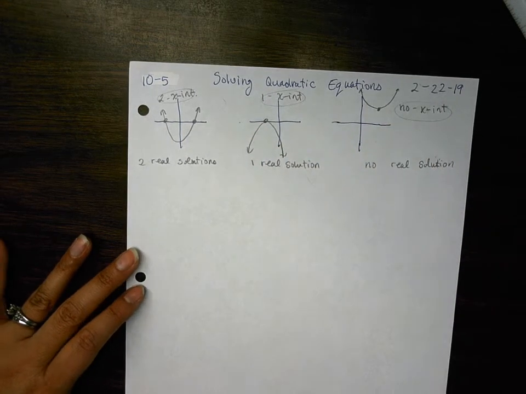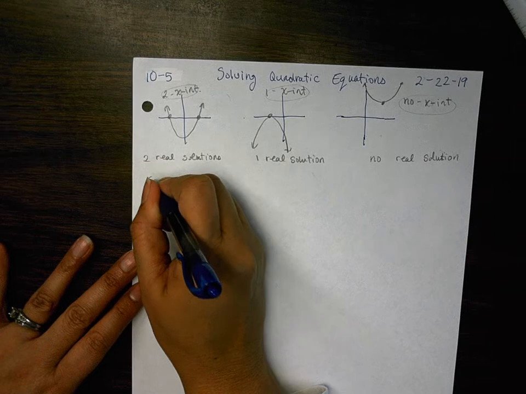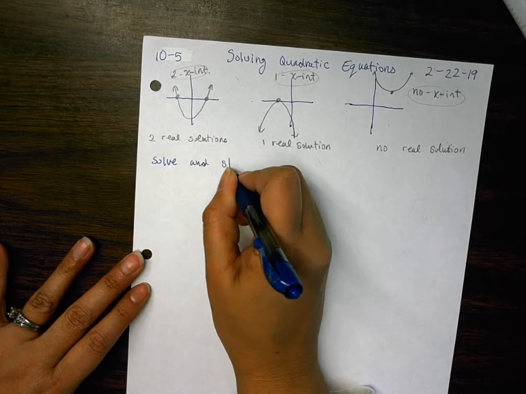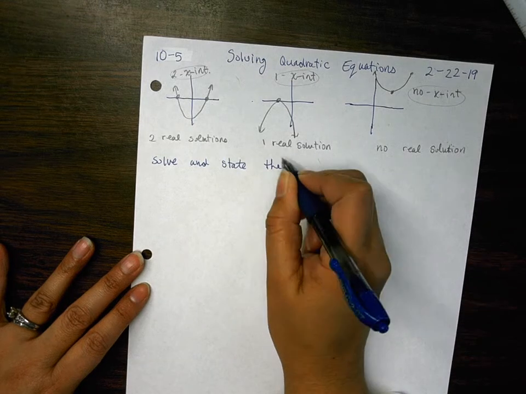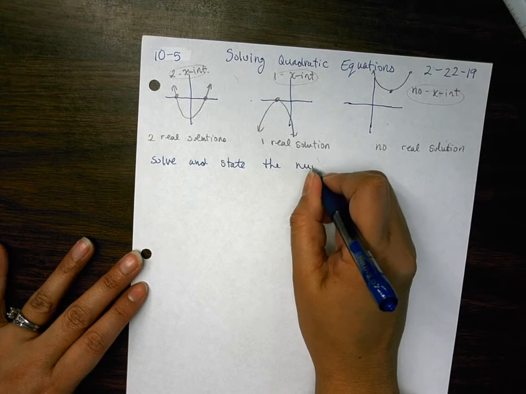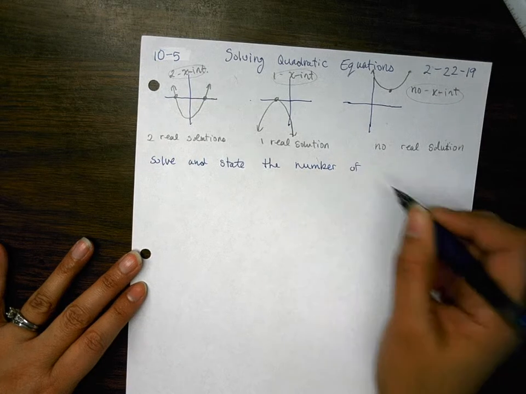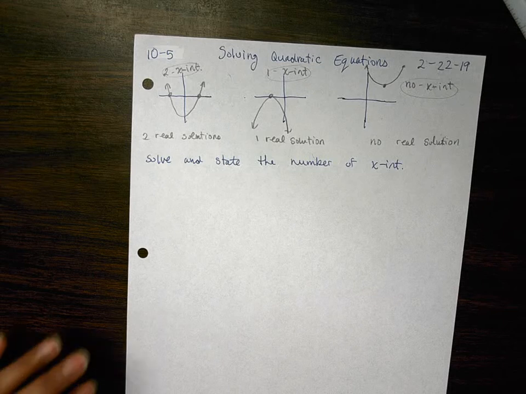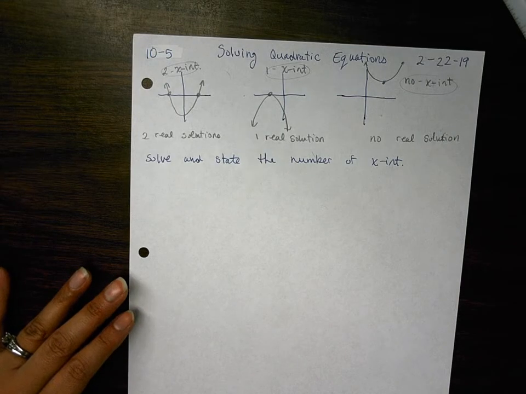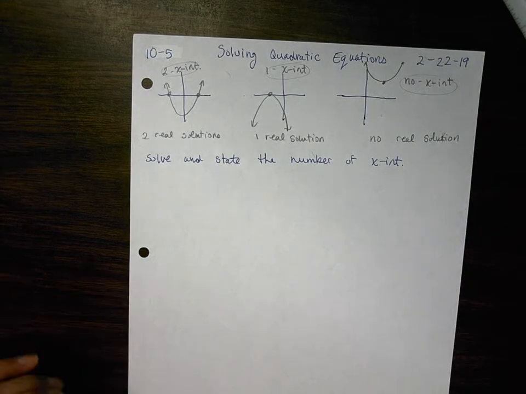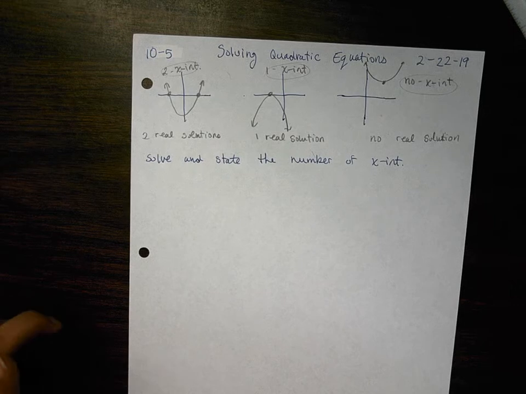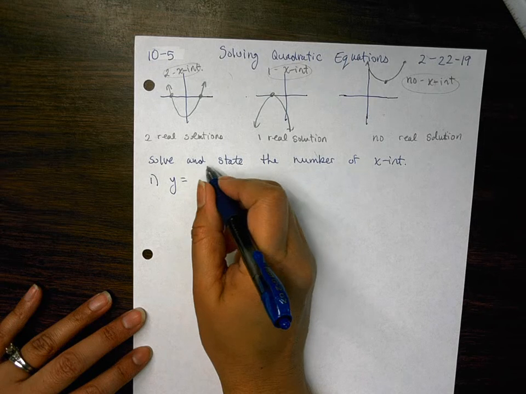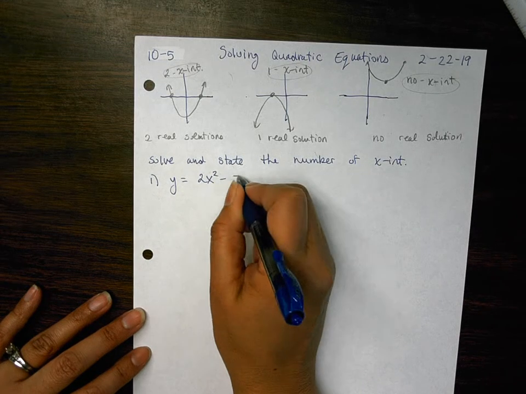Okay, we are going to solve and state the number of x-intercepts. Okay, this first one, I am going to write a little different from the way you see it on your worksheet, and then I'll explain as I go. Number 1, y equals 2x squared minus 5.